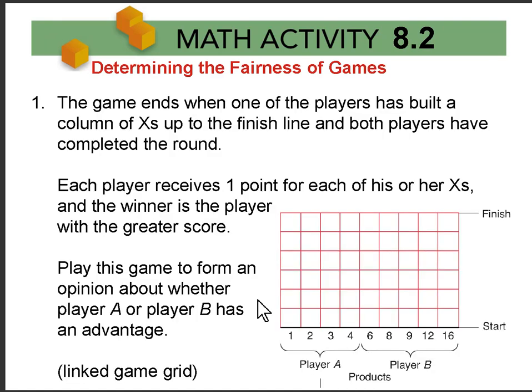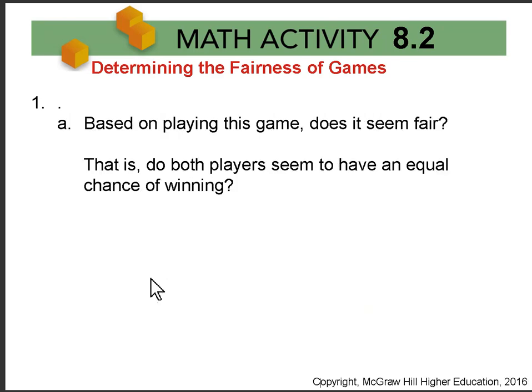The game ends when one of the players has a column of X's all the way up to the finish line, and then each player gets 1 point for each X. So play the game to form an opinion about who has the advantage, if anyone does, player A or player B. And there's a game grid linked below this video. Based on playing this game, does it seem fair? That means, do both players seem to have an equal chance of winning? You might write a few sentences to describe your opinion there.